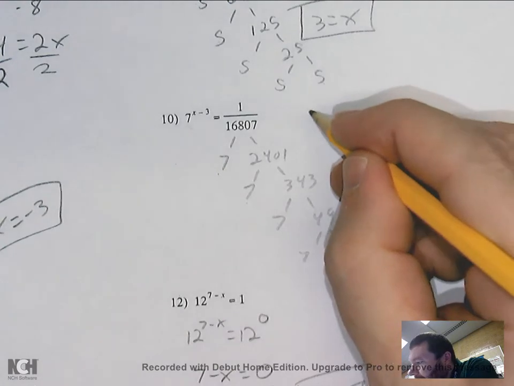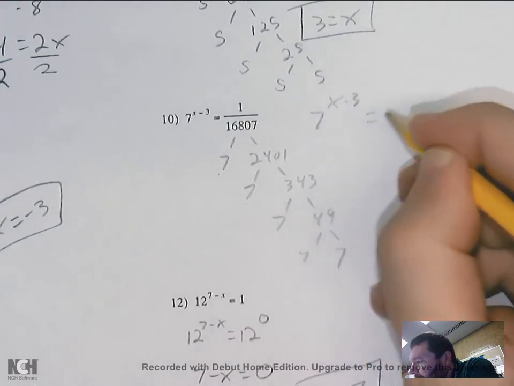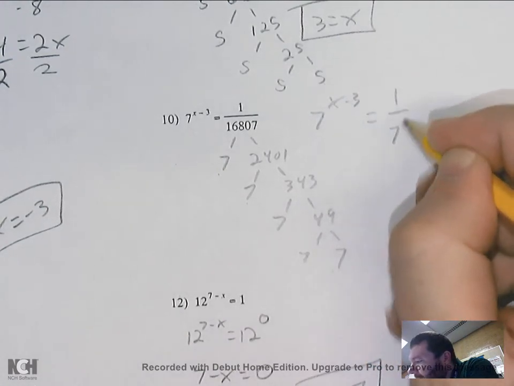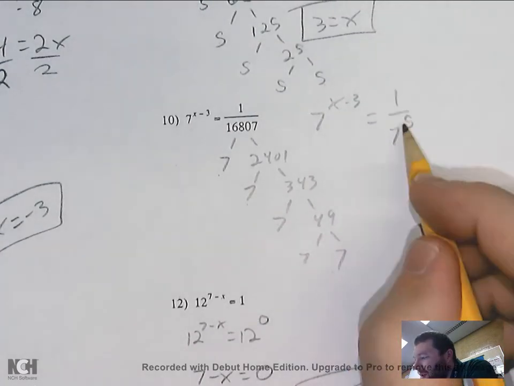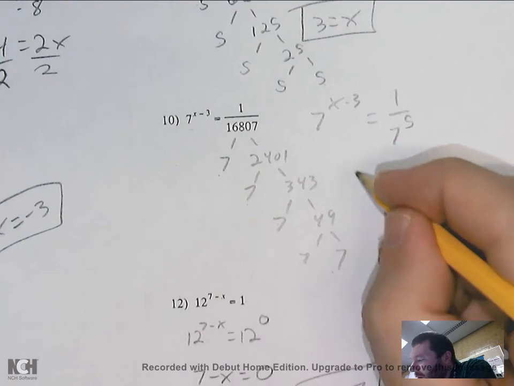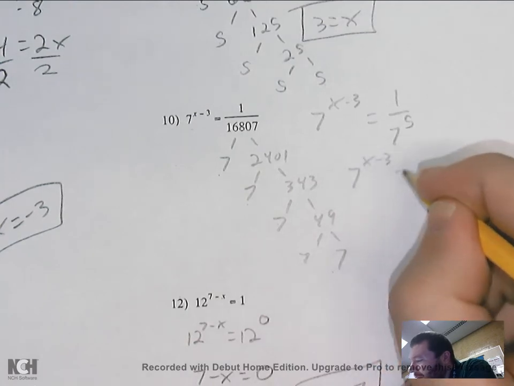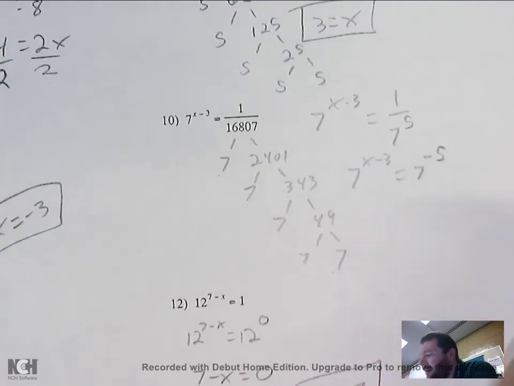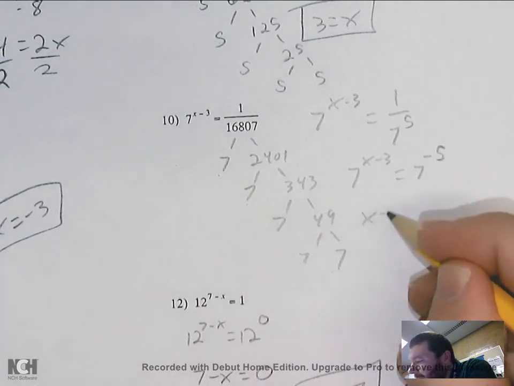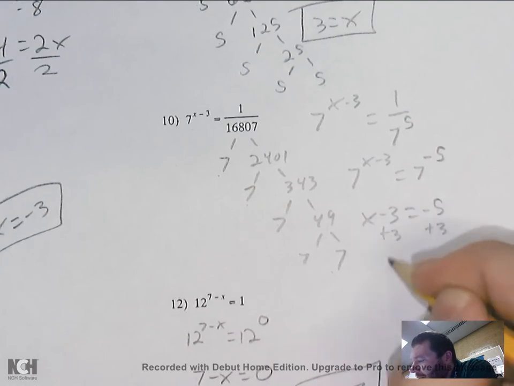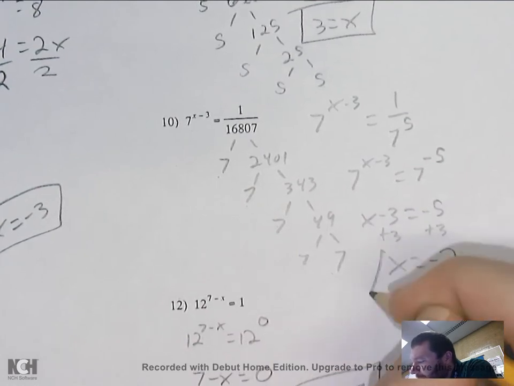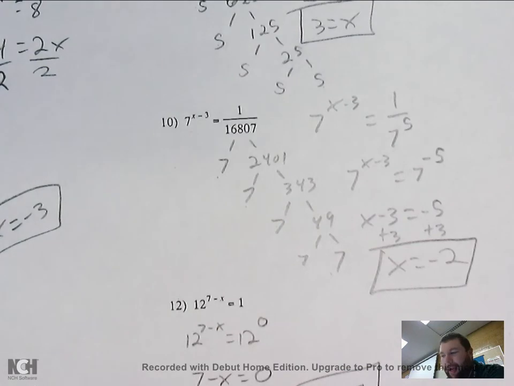So I can rewrite that as 7 to the x minus 3 is equal to 1 over 7 to the 5th power. And now to move it upstairs, I just change the sign on the exponent. So it becomes 7 to the x minus 3 is equal to 7 to the negative 5th. Now I have the same base, drop the base, set the exponents equal to each other, get x minus 3 is equal to negative 5, add the 3, gives you x equal to negative 2. Okay, not too bad, right?